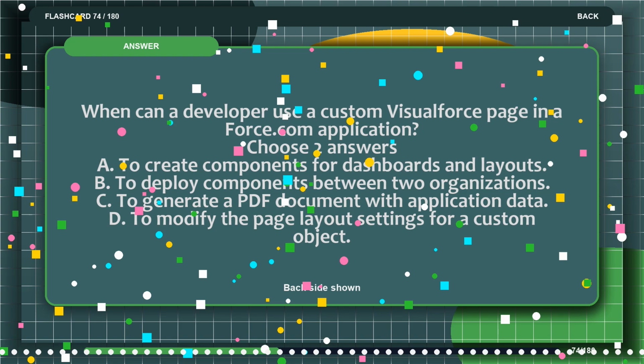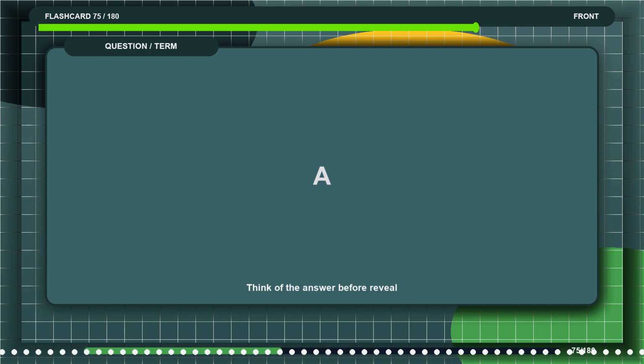When can a developer use a custom Visualforce page in a Force.com application? Choose 2 answers: A. To create components for dashboards and layouts. B. To deploy components between 2 organizations. C. To generate a PDF document with application data. D. To modify the page layout settings for a custom object. Flashcard 75. A. Think of the answer before the reveal.